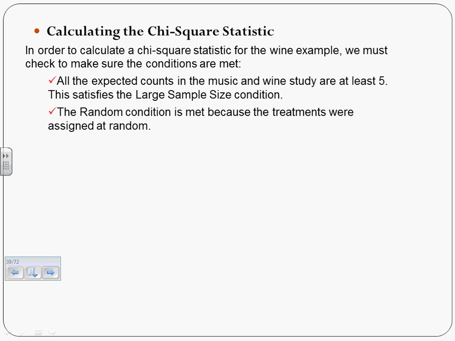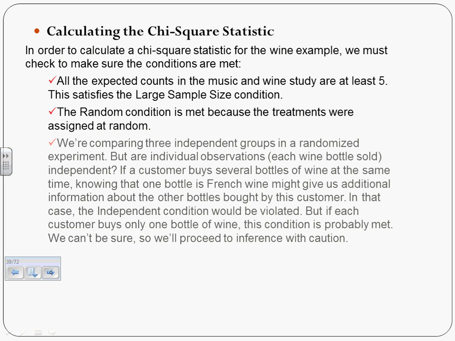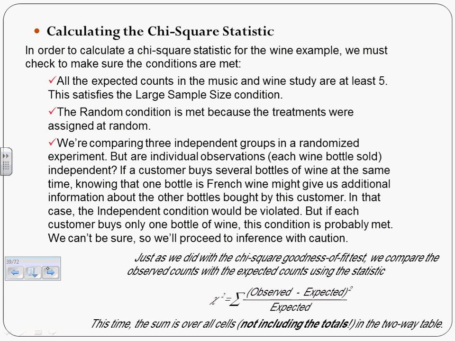All right, so we have to check all of our conditions. All of the expected counts when we do this have to be at least 5, or you can say all are at least 1 and 20% are at least 5. You have to be random, and it said it was random. And you have to be independent. So if a customer buys several bottles of wine at the same time, knowing that one bottle is French wine might give us additional information about the other bottles bought by this customer. In that case, the independence condition would be violated. But if each customer only buys 1 bottle of wine, this condition is probably met. So since we can't say for sure that it's independent, we're going to proceed with caution.